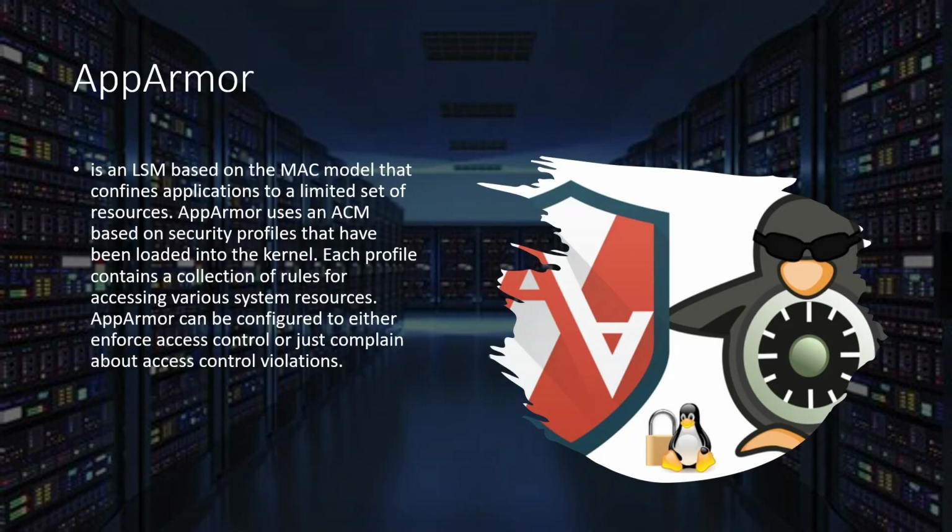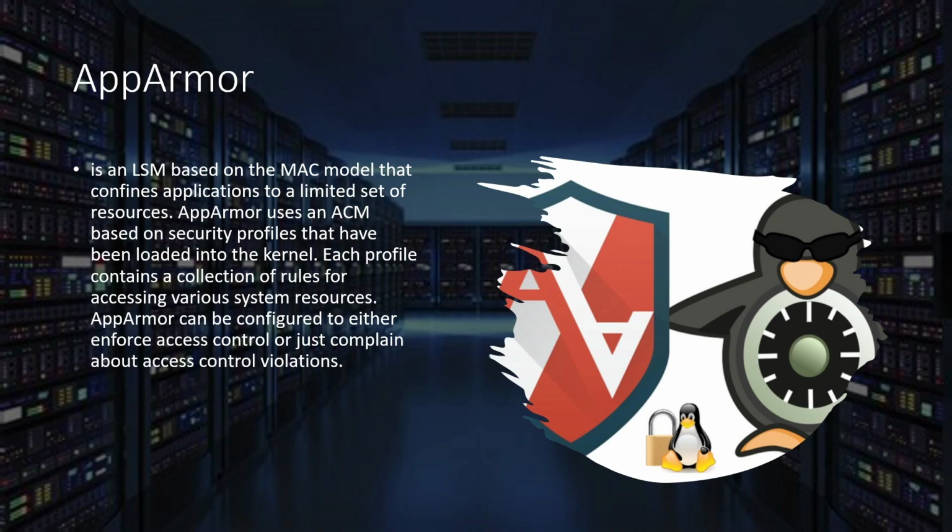AppArmor is an LSM based on the MAC model that confines applications to a limited set of resources. AppArmor uses an ACM based on security profiles that have been loaded into the kernel. Each profile contains a collection of rules for accessing various system resources. AppArmor can be configured to either enforce access control or just complain about access control violations.